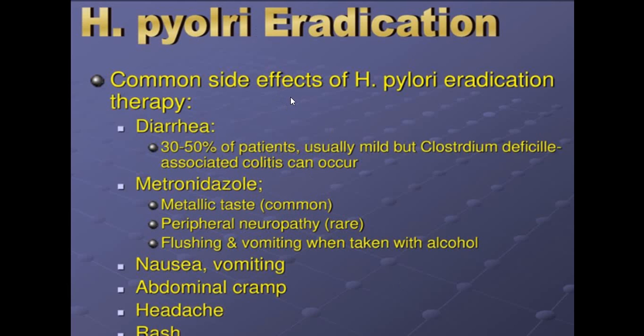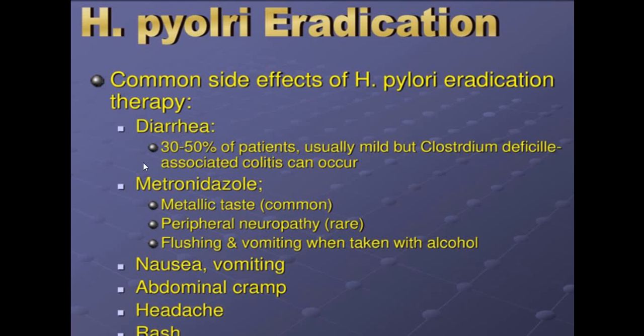There are some common side effects because of treatment, like diarrhea, which is very, very common, and particularly Clostridium difficile in almost 30 to 50% of the people. Metronidazole produces a typical metallic taste which will reduce the appetite, and the person can have a little nausea and vomiting also. Some persons rarely develop peripheral neuropathy secondary to metronidazole. Flushing and vomiting are quite common, particularly when the person takes alcohol while on treatment, which is like the Antabuse effect.